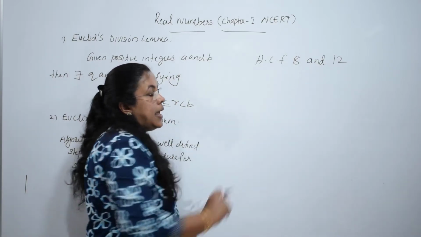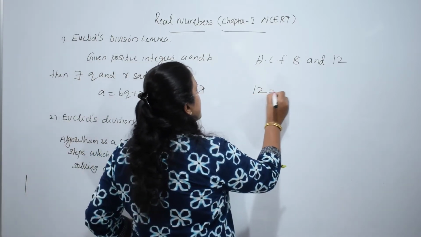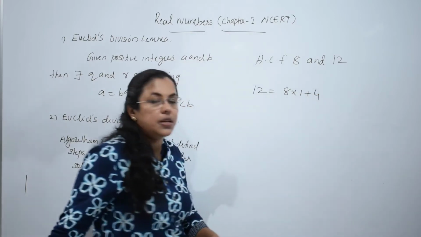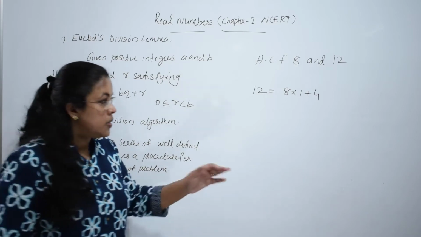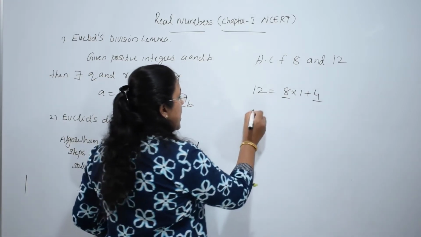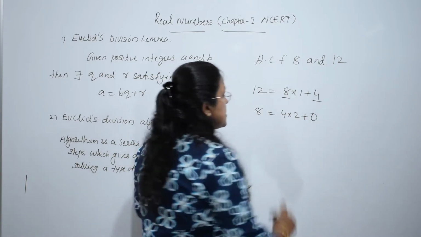Now here, 8 and 12, 12 is greater than 8, so we can write it as 12 is equal to 8 into 1 plus 4, since 8 1s are 8 and the remainder is 4. Now take 8 and 4 and write 8 as 4 into 2 plus 0.